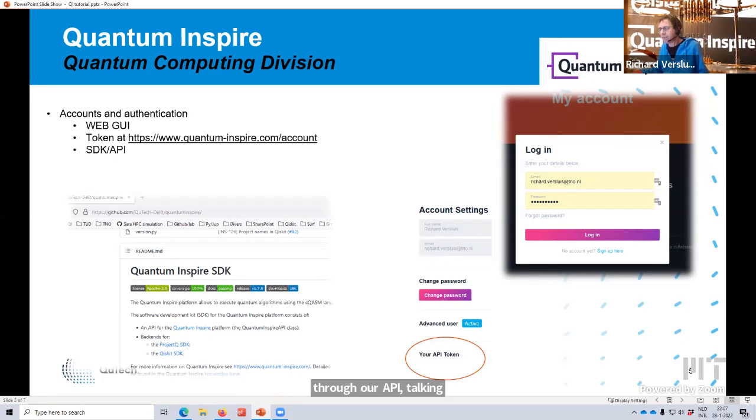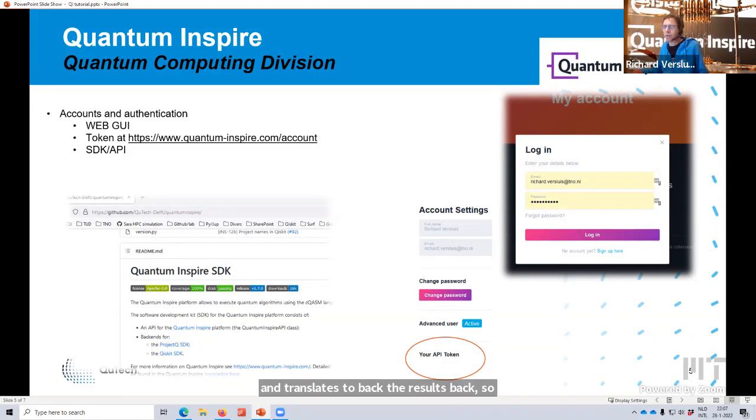Talking about our API, we offer an SDK. The SDK is actually a very slim SDK. It's mainly a translator between OpenQASM of IBM and ProjectQ that was once developed by ETH in Zurich, and it translates those languages to our language, QASM, and translates the results back.